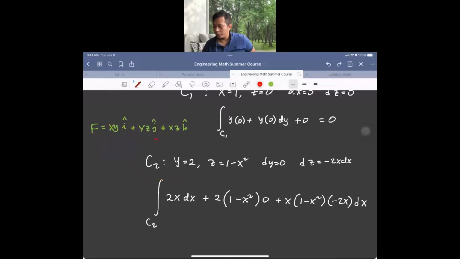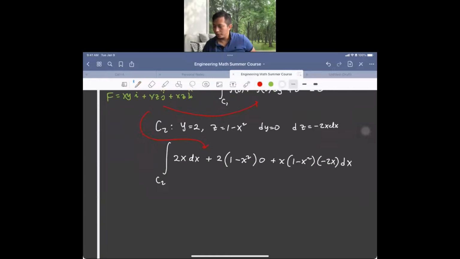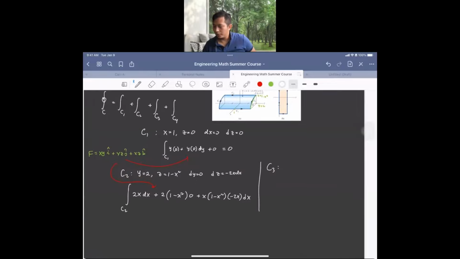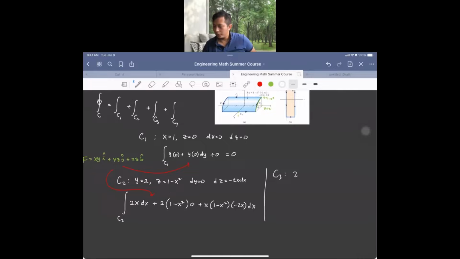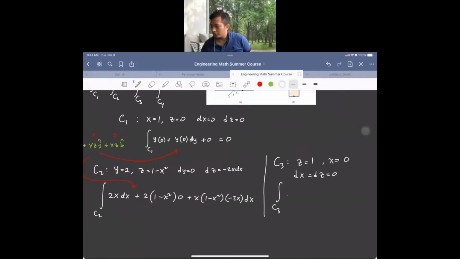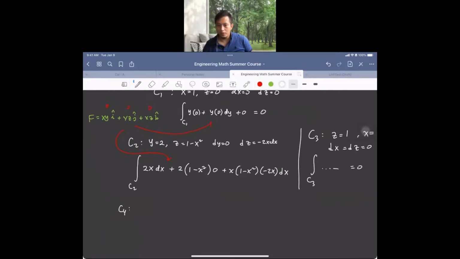Okay, so we can compute to here, compute to there. Okay. And also compute C3. Let me write C3 around here. On C3, we have z equal to 1 and x is equal to 0. So dx and dz equal 0. So of course the integration on C3, the line integral, will be 0. So z is 1, but x is 0. So 0, right? 0 and 0. So it's 0. We just write that this is going to be 0.